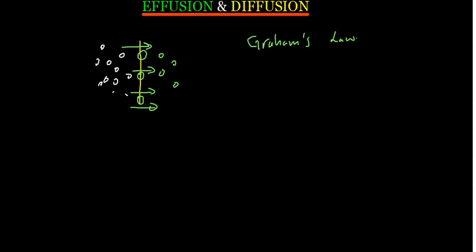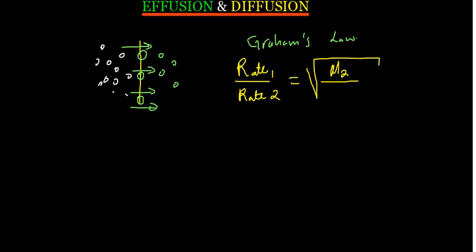Now, from Graham's law of effusion, we are told that if you have two gases, the rate of the first gas divided by the rate of the second gas, that is the rate of effusion, is going to be inversely proportional to the square root of the molar mass of the first gas divided by the molar mass of the second gas. In other words, the rate of effusion of a gas is inversely proportional to the square root of the molar mass. Right? Now we can also use this in terms of time.